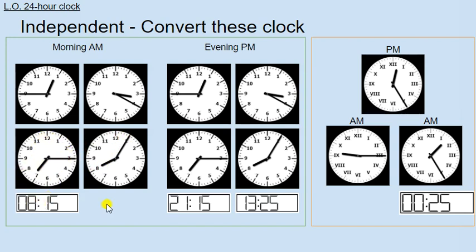Now, I've been telling you those times, now you've got to think what it's going to look like for 24-hour clock in the evening. So if it's in the afternoon there, or if it's 7 o'clock in the evening, what is that going to look like? And then do the same for them. Now, have fun doing them.